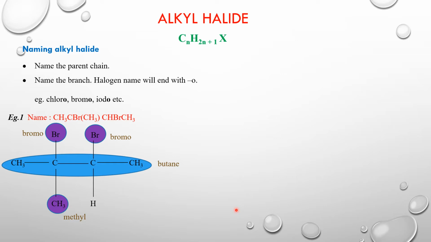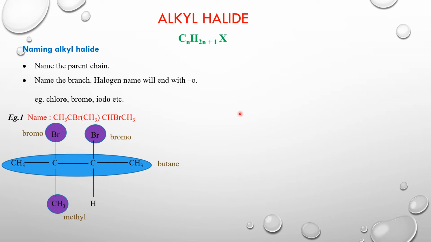Which end should you start numbering the parent chain carbon from? Should you start from the left or should you start from the right? Now, if you start from the right hand side, then we will have the Br, this Br falling on carbon 2. And these two groups will fall on carbon 3. So you have to decide which one will get a priority here.